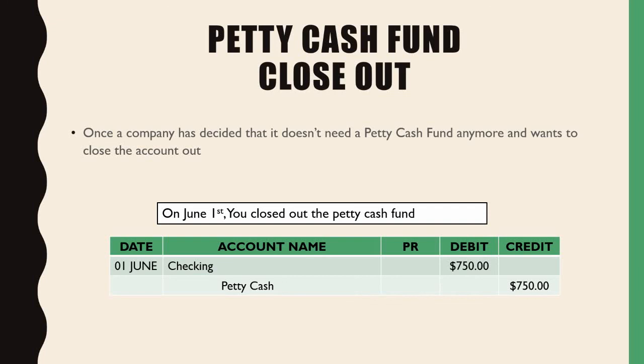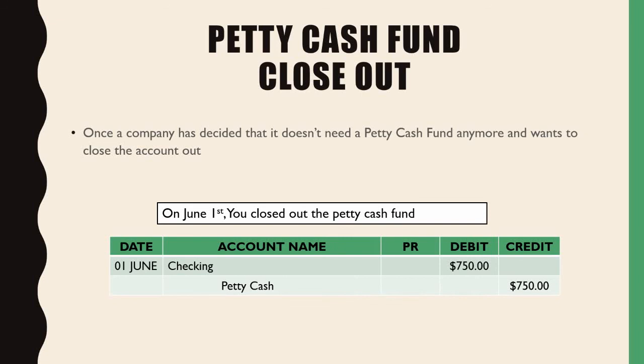How do we close it out? Pretty straightforward. We're going to take all the money in the petty cash drawer and dump it into the bank. That's the rule of thumb. You don't want to take that money and put it in your pocket. That money goes straight to the bank account. And of course, you're going to credit your petty cash drawer because you no longer have it.